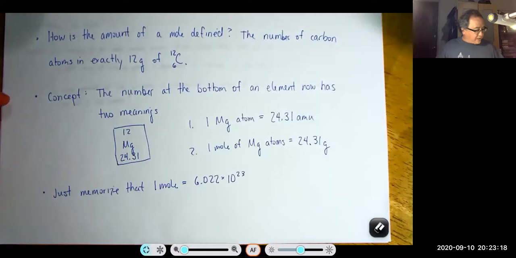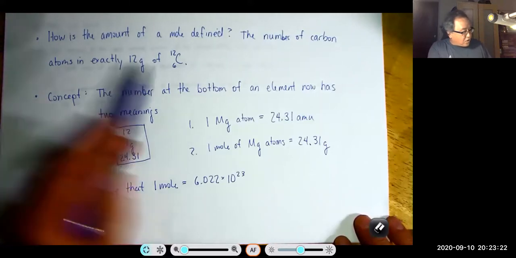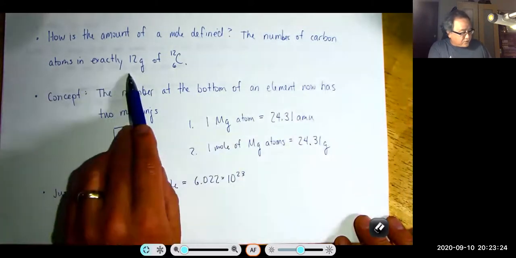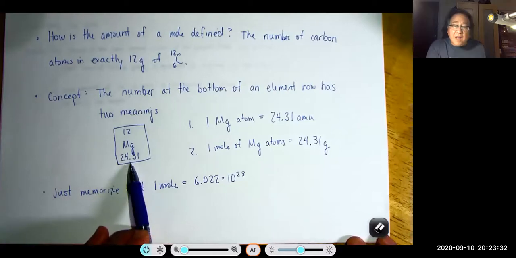Okay, so here we've already talked about this. How is the mole defined? It's the number of carbon atoms in exactly 12 grams of carbon-12. This is the amount of a mole, but it's not the concept. The concept is we want to be able to look at that bottom number and know how many particles there are in that many grams.